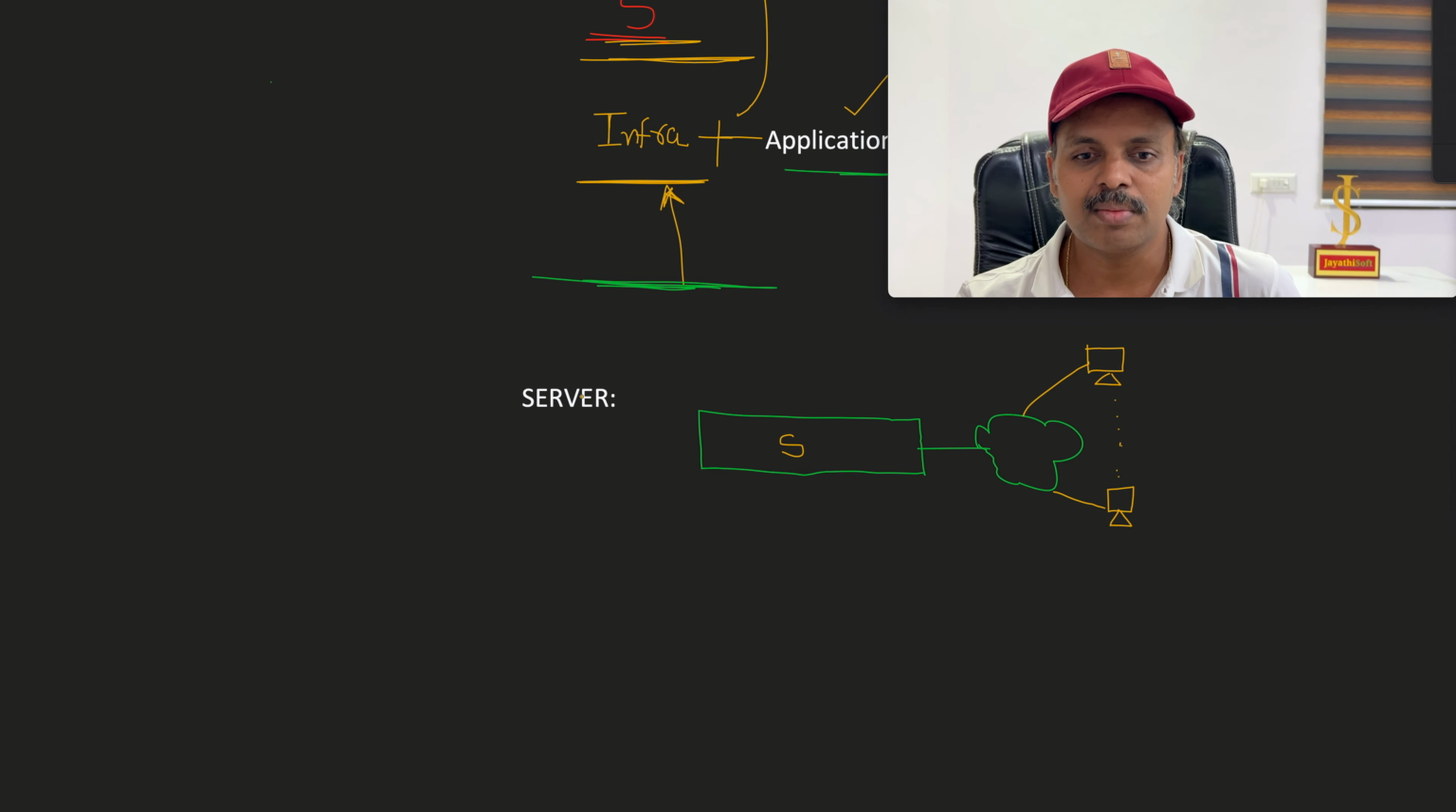That guy will have 4 major resources, which are important and we should remember: CPU, RAM, network and storage.